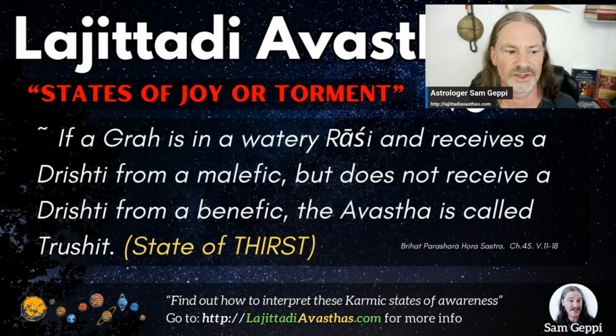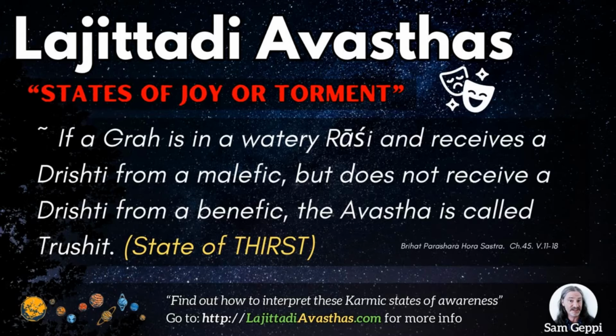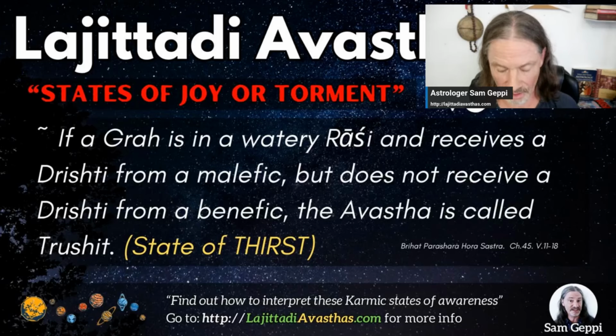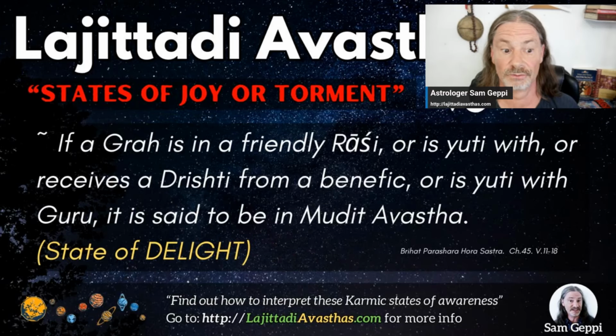What's the difference? So it says if a graha is in a watery Rashi, meaning sign, and receives a drishti, aspect, from a malefic, but does not receive a drishti from a benefic, the Avastha is called Trushit, a state of thirst. So it's also thirsty. Watery sign and an aspect from a malefic and no aspect from a benefic, it's called thirsty, a state of thirst. So again, the planets have a hunger and they have a thirst. And these are, again, what the Lajittadi Avasthas bring up.